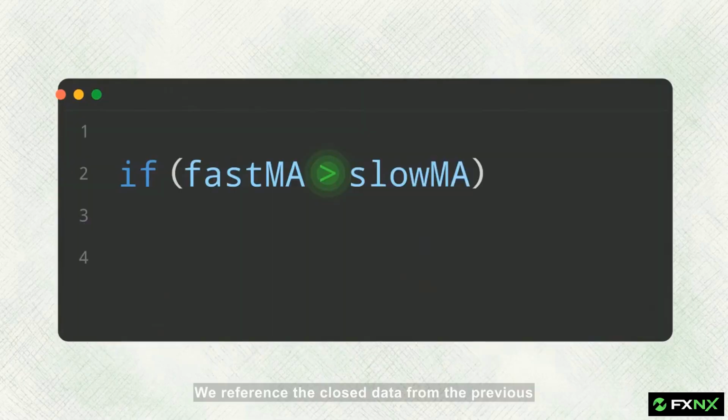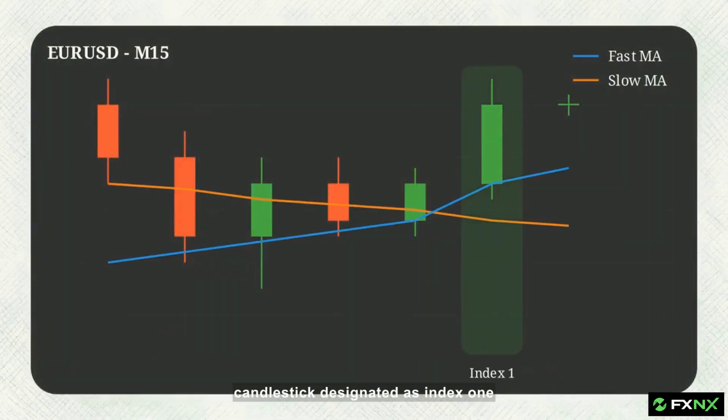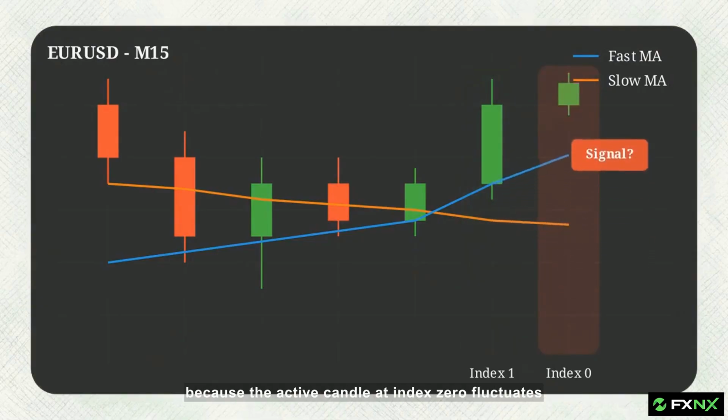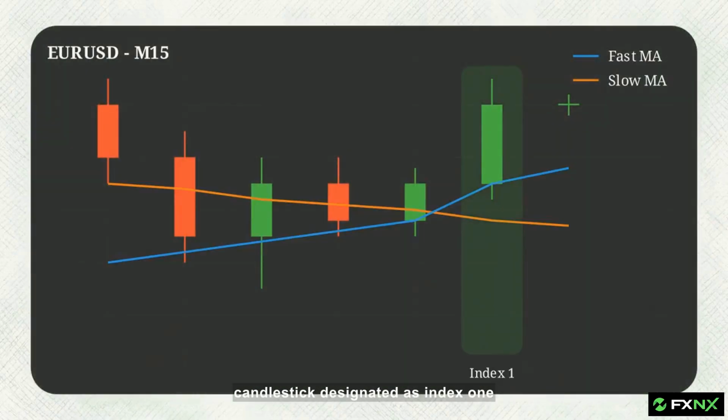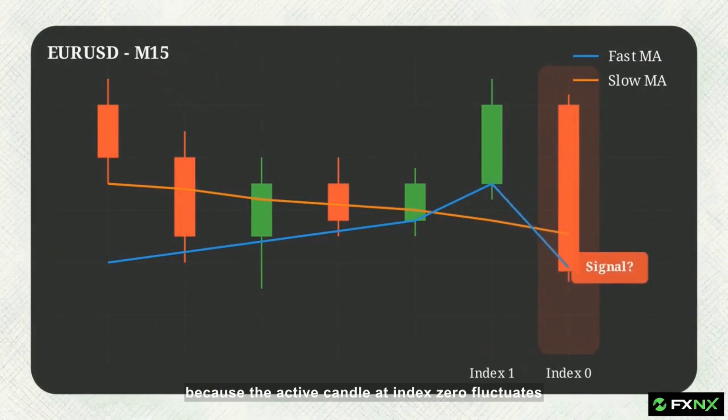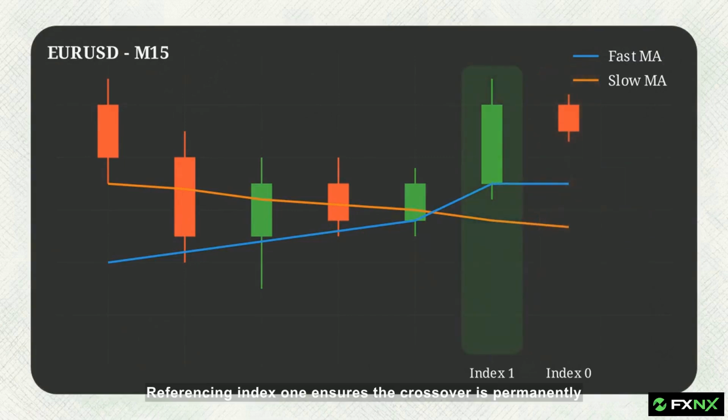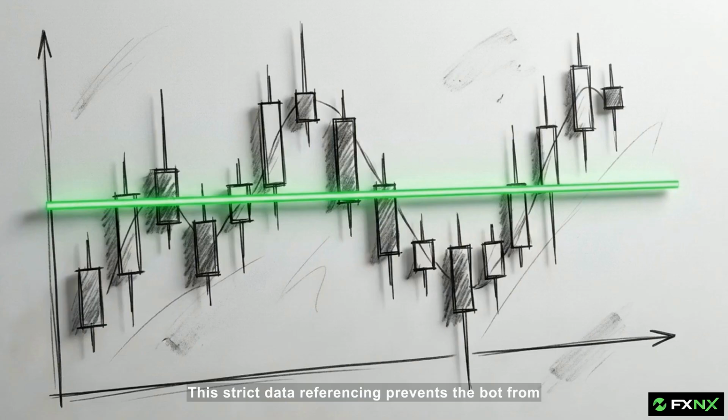We detect the crossover by writing a conditional statement that checks if the fast-moving average is mathematically greater than the slow-moving average. We reference the closed data from the previous candlestick, designated as Index 1, because the active candle at Index 0 fluctuates as price moves. Referencing Index 1 ensures the crossover is permanently fixed, providing a confirmed signal that cannot change. This strict data referencing prevents the bot from reacting to market noise, ensuring trades only occur on definitive technical triggers.